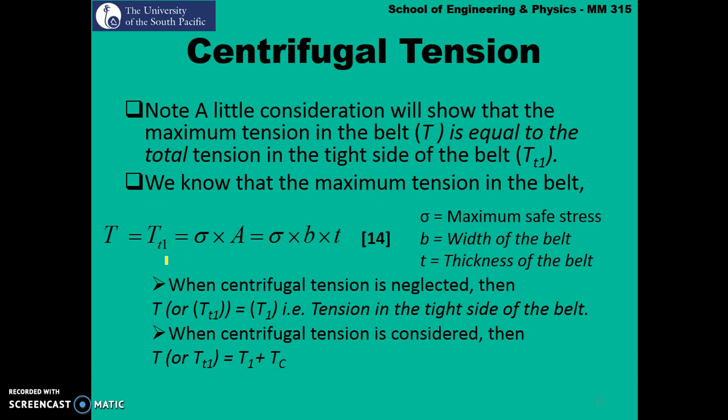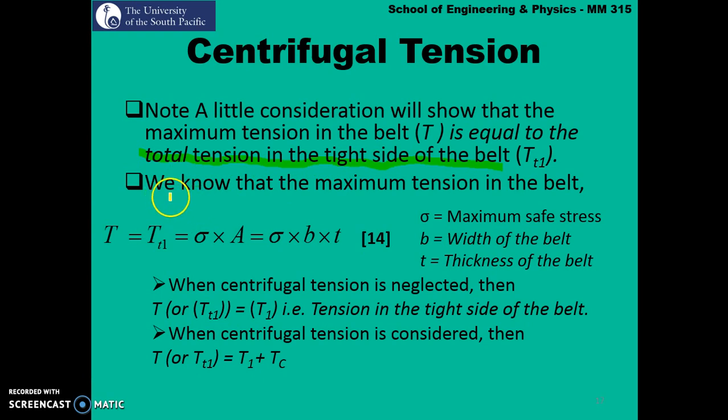Now the last thing that we need to consider is that we need to accept the fact that the maximum tension in the belt will always occur on the tight side. The highest tension in the belt will always be on the tight side. Since centrifugal tension is present, how do we take that into account, and when centrifugal tension is not present, what do we do? A little consideration will show that the maximum tension in the belt, which is denoted as capital T, is nothing but equal to the total tension in the tight side of the belt. So this is what we're trying to say.